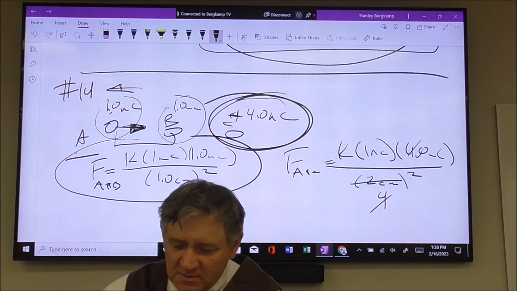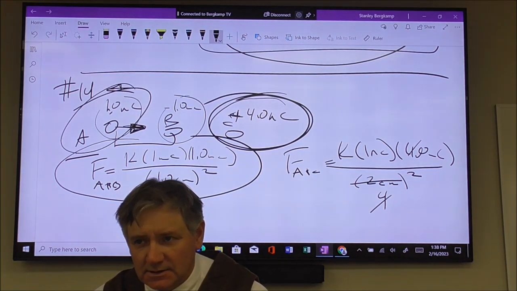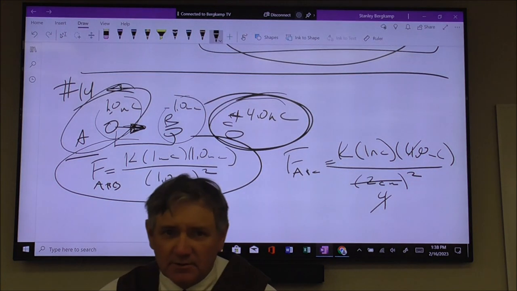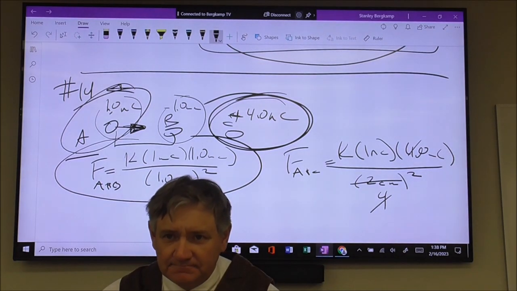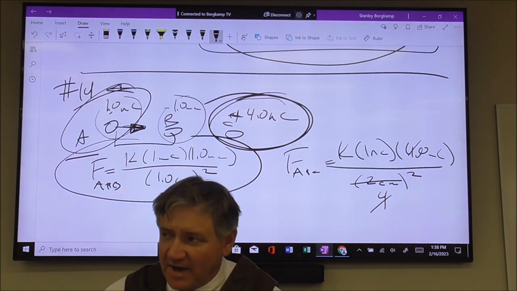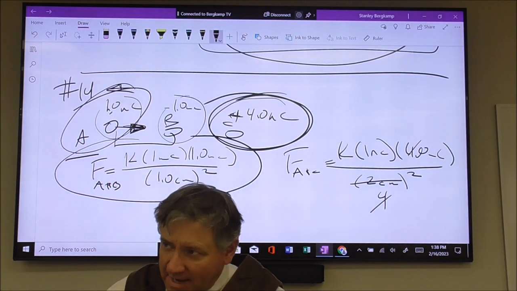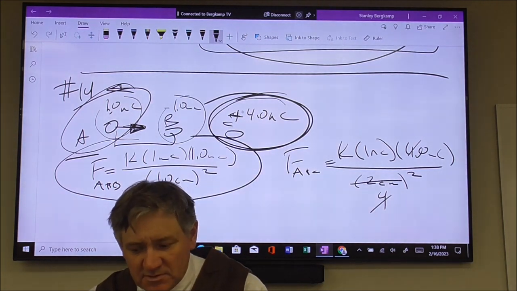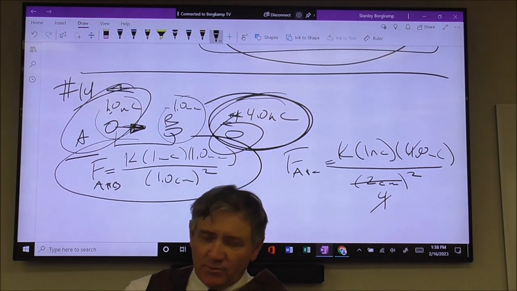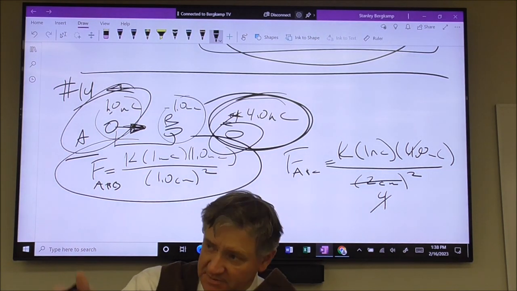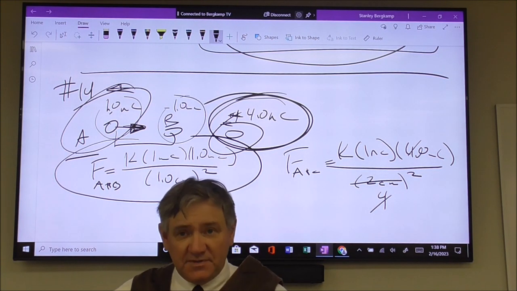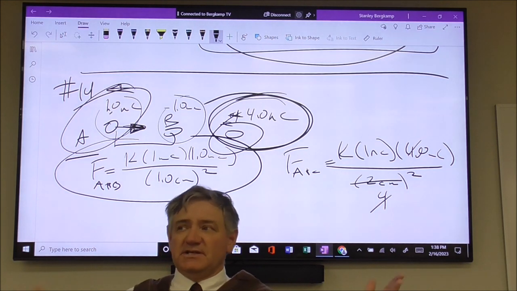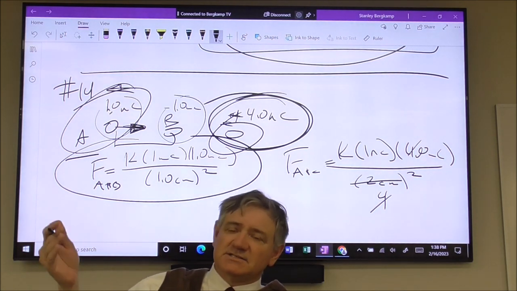So what's the net force on A? 0. Wow. Okay. Because in terms of magnitude, this force over here is... excuse me, the charge is 4 times greater, but the distance is twice as far, but the distance gets squared, so that's how it balances out.